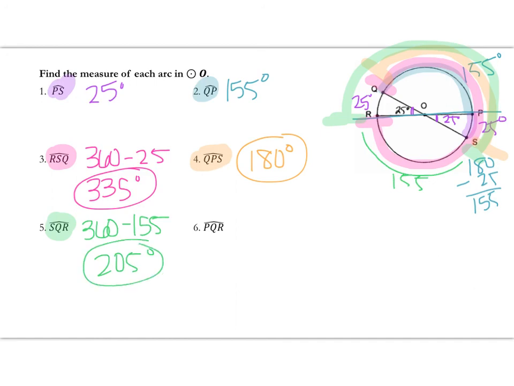And then the last section, PQR. PQR says start at P, go to Q, stop at R. That should be exactly 180 degrees because it's half of the circle.